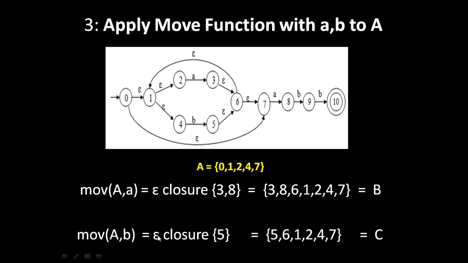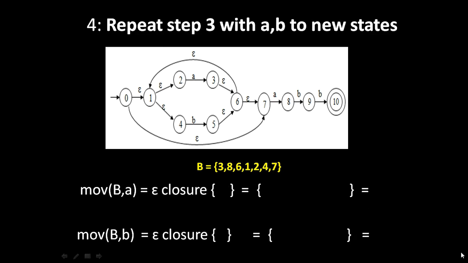So I want to find the epsilon closure of 5. First I write the 5 directly. Then from 5 I find the states reachable using epsilon. The 6th state is there, so I include 6. From 6 I can write 7, then 1, 2 and 4. So this is a new state. I compare it with the previous states A and B, and this is new, so I name it C. Like this, after Move(A, a) and Move(A, b), I want to find the move function for B with a and b, and C with a and b. So I repeat this third step for all the new states.